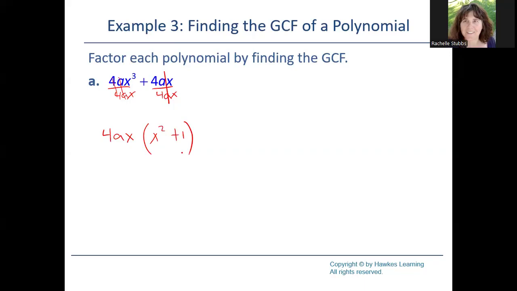So I'm learning to find the greatest common factor and then factor it out. And what I'm really interested in is this remainder. Eventually, that's what we're going to be really interested in, what's remaining.